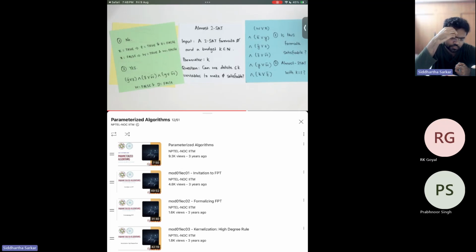I think there's something which is not matching with what is written in the textbook. The textbook is saying that almost two set means the question we are asking is: is it possible to make phi satisfiable by deleting at most k clauses? But what she is saying in the video is: can we delete at most k variables to make phi satisfiable? So instead of clauses, she is talking about deleting variables. I don't know what is the truth.